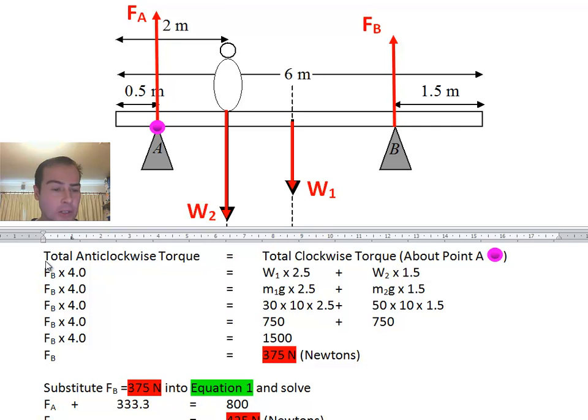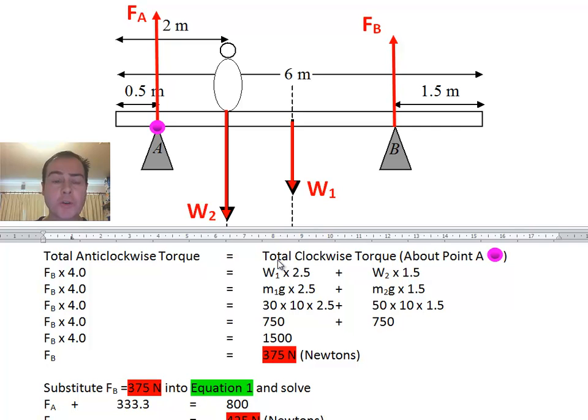So let's look at the maths. Total anti-clockwise torque in this case is just provided by FB, being the force FB times the distance from FB to the point of rotation. That distance is not directly shown, but we can infer it from the diagram. It's the 6 meter length, take away 1.5 from one end and half from the other, is remaining length of 4 meters between the two supports. So the anti-clockwise torque here is represented by FB times 4.